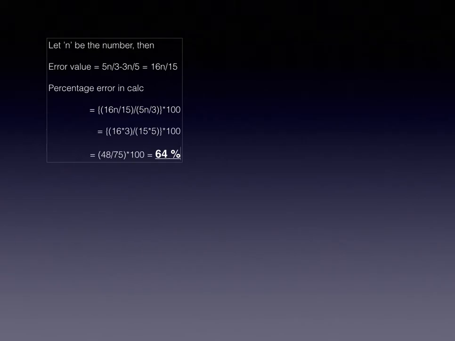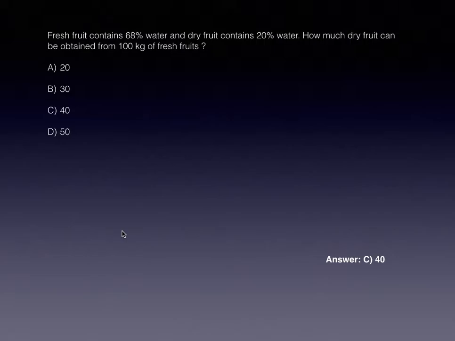Now, fourth question. Fresh fruit contains 68% water and dry fruit contains 20% water. How much dry fruit can be obtained from 100 kg of fresh fruits? Option A 20, option B 30, option C 40, option D 50.